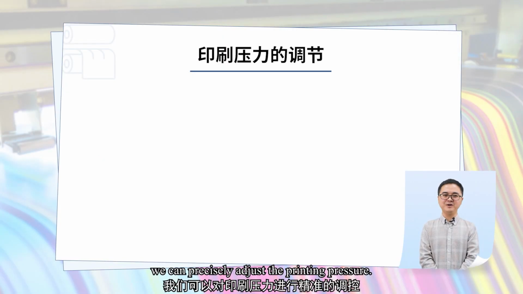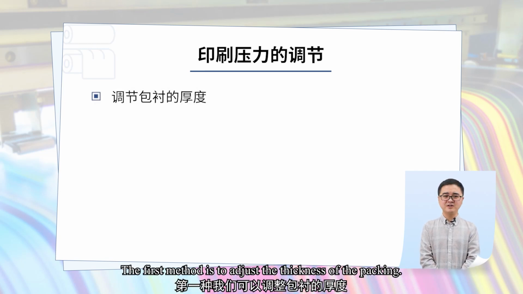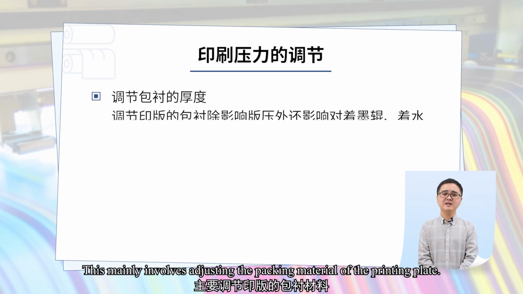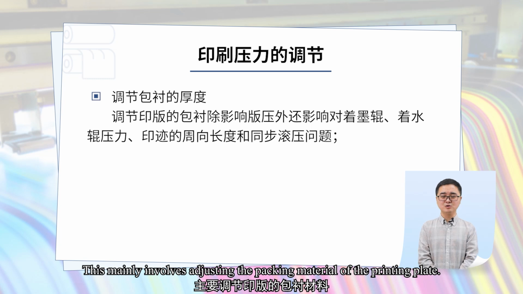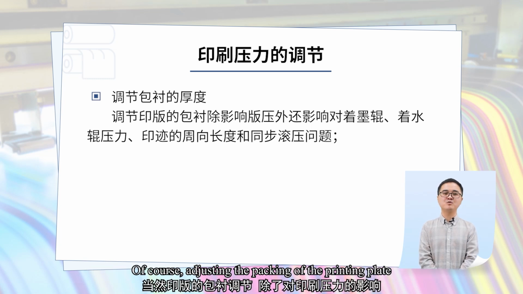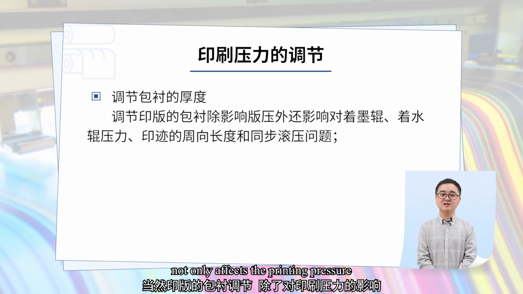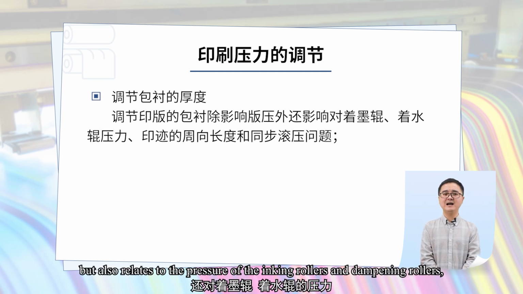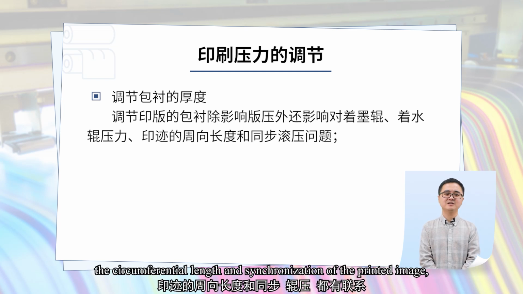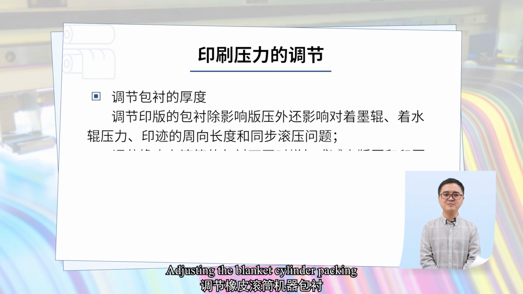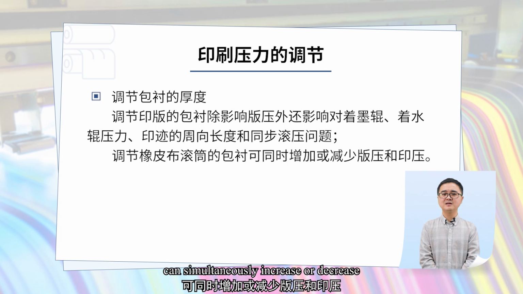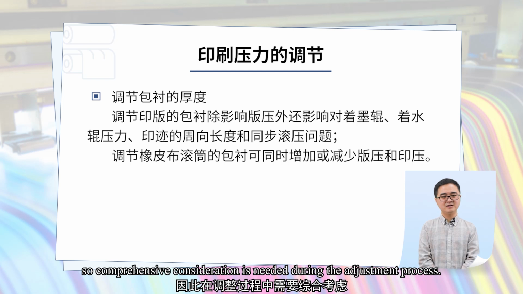After measuring the pressure, we can precisely adjust the printing pressure. The first method is to adjust the thickness of the packing. This mainly involves adjusting the packing material of the printing plate. Of course, adjusting the packing of the printing plate not only affects the printing pressure, but also relates to the pressure of the inking rollers and dampening rollers, the circumferential length and synchronization of the printed image, and roller pressure. Adjusting the blanket cylinder packing can simultaneously increase or decrease the plate pressure and impression pressure. So comprehensive consideration is needed during the adjustment process.